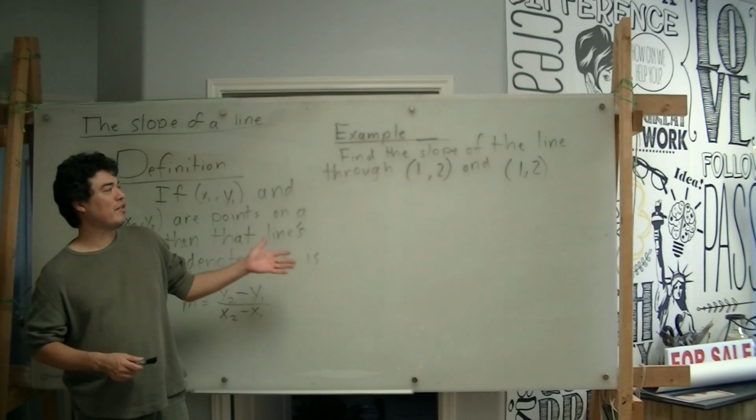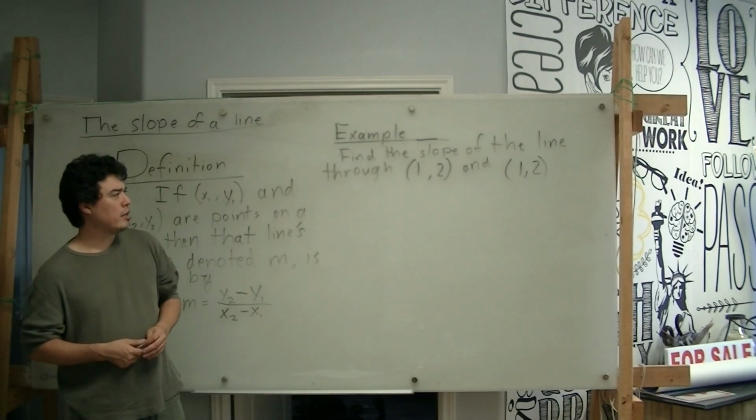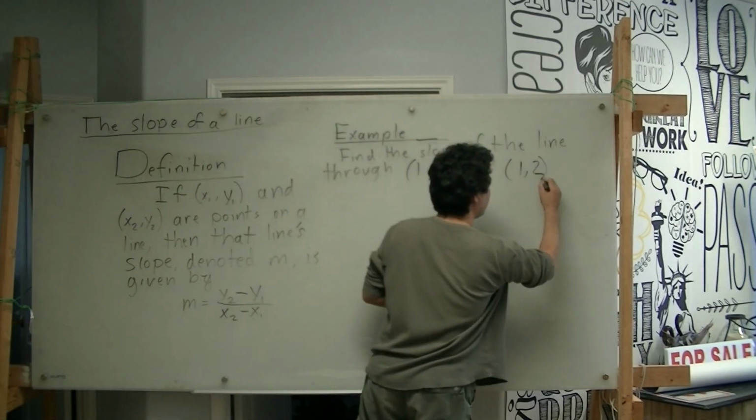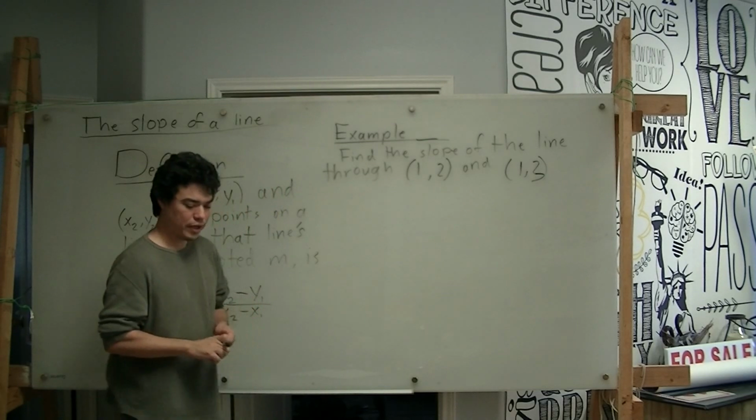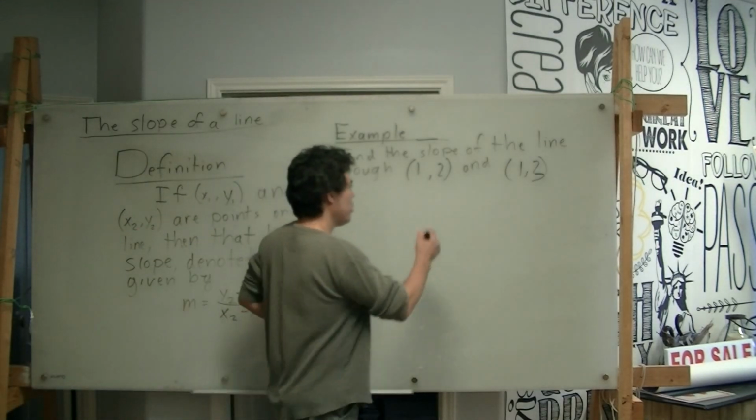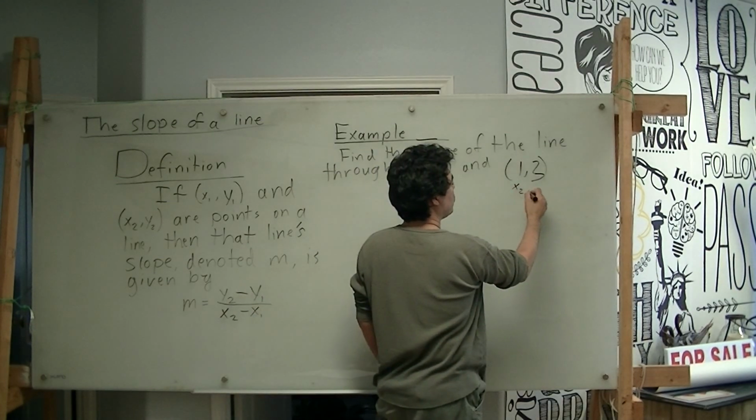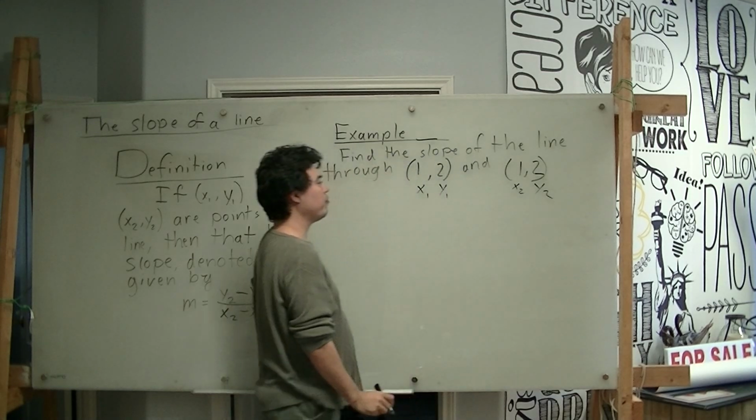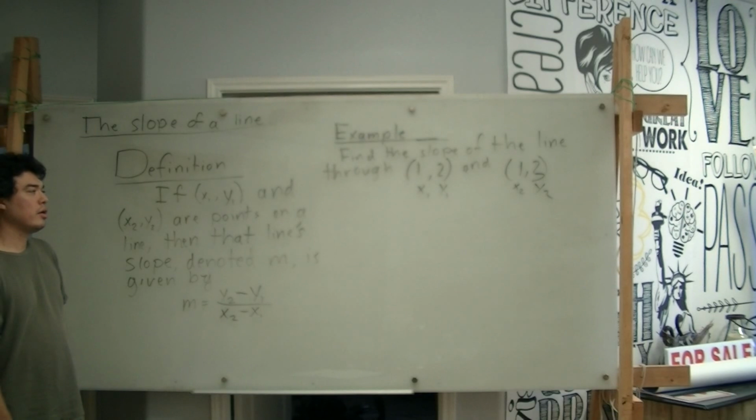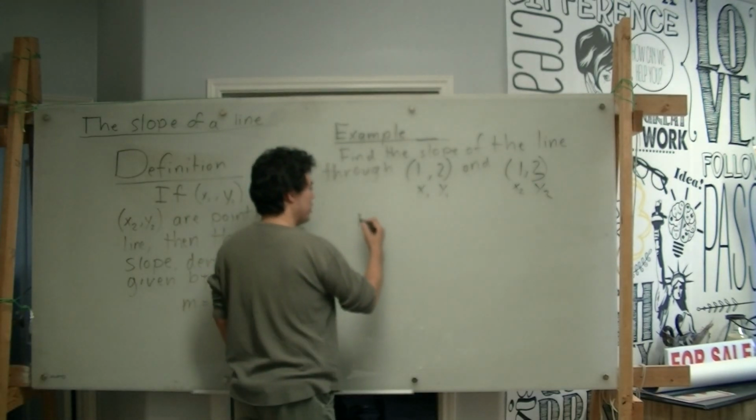Here, we're going to calculate another example of finding the slope of the line through 2 points. In this case, our points will be (1, 2) and (1, 3). As before, we're going to label them x1, y1, and x2, y2, so that we can do things very systematically. We're then going to write our formula down.